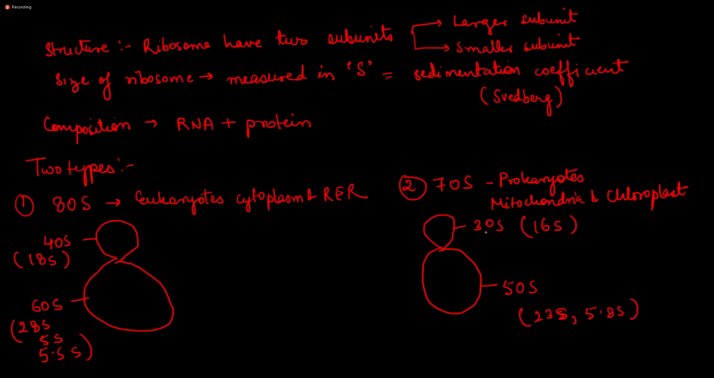So these are the types of ribosomes based on their size, and they comprise two subunits which can further be broken into more subunits. So this is all about the ribosome.